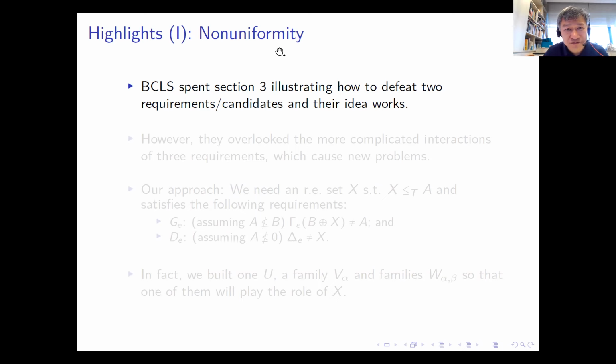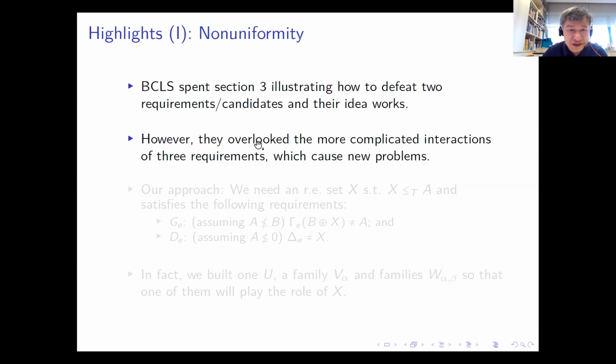One is the non-uniform feature of the construction. In the BCLS paper, they give full detail of how to satisfy two requirements, or you can read it as how to defeat two candidates, two sets. Their idea works, and indeed that section was completely right. However, they seem to overlook the more complicated interaction of three requirements, and that caused a new problem. In other words, they probably think that after they can defeat two requirements, defeating three or more requirements is just by a similar argument, and then they probably overlook some difficulty.